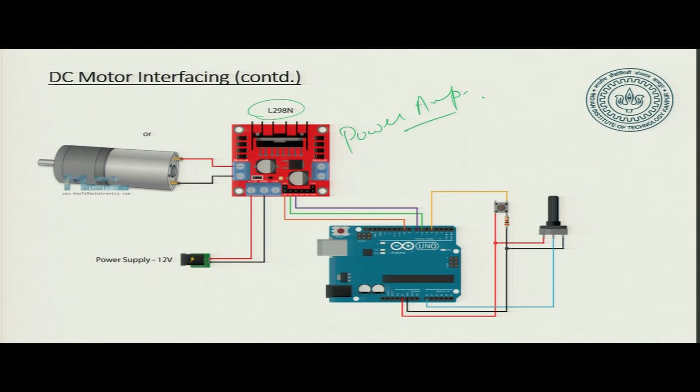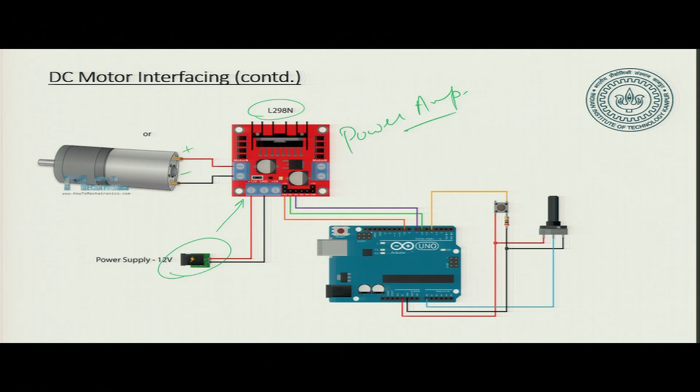Okay. This power amplifier is connected to this number of pins. And yeah, so this is a power supply which is going to the power amplifier. This is my DC motor. So, this is my plus minus of my DC motor. So, this is the DC motor plus minus.